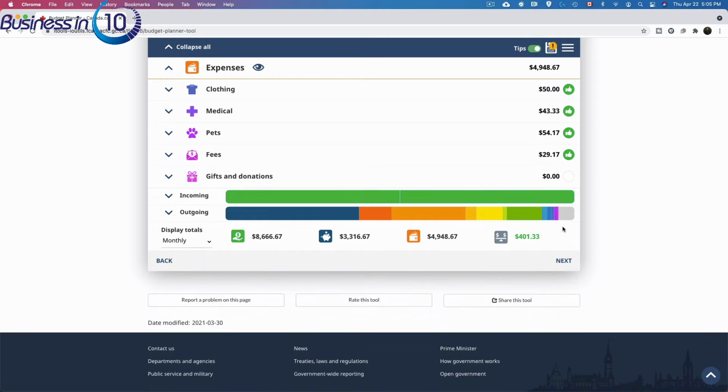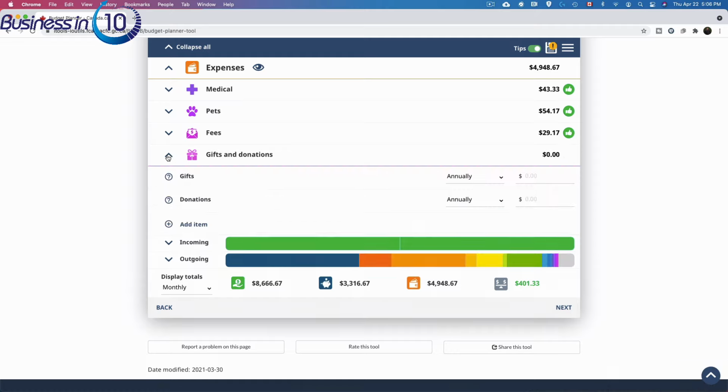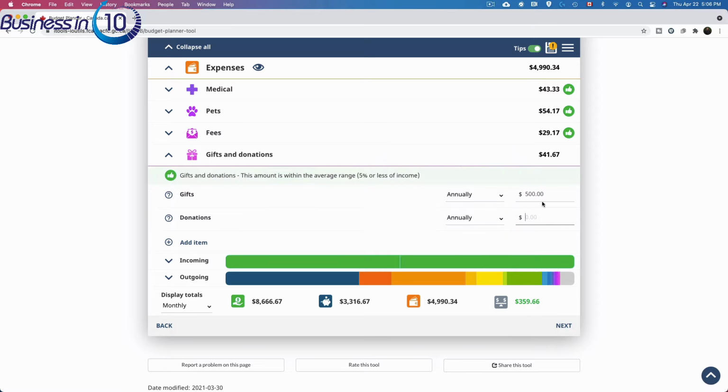Now, pay attention to this, please. Again, there's only $401 left in the bucket. Gifts and donations, and you should put whatever number you have here for gifts. We usually give gifts for birthdays and baptisms and so on, so I'm going to put $500 annually here. And donations, if you have a favorite charity, you may put $200 here. Okay, let's see what happens. We have $343 left in the bank, and that's pretty much it.